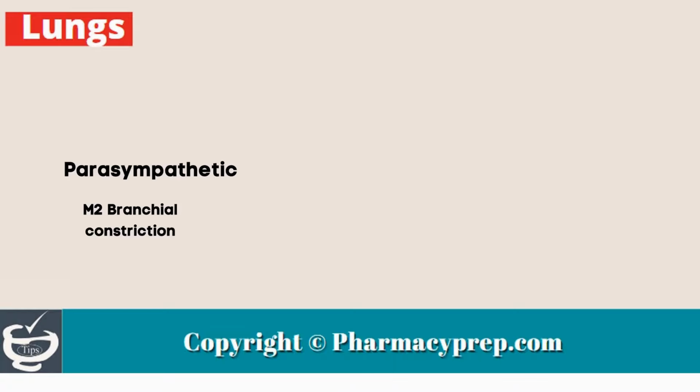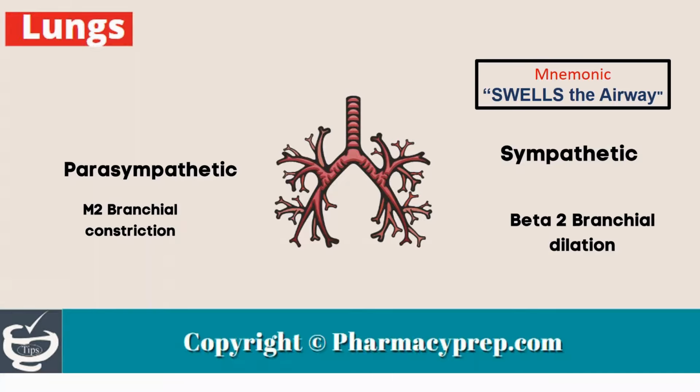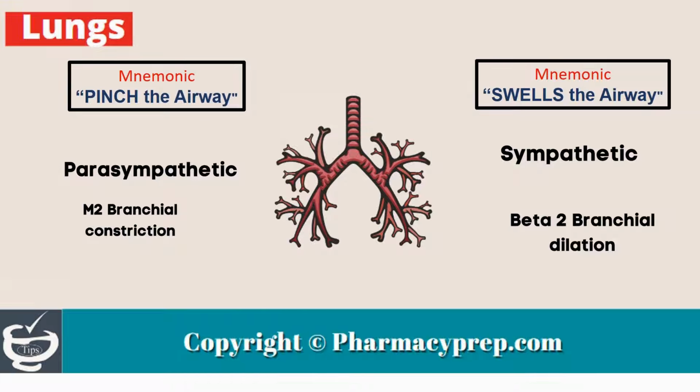Next organs are lungs. The effect of parasympathetic in the lungs is bronchial constriction, whereas sympathetic is bronchial dilation. So the mnemonic is sympathetic S swells the airways. Sympathetic swells the airway, whereas parasympathetic P for pinch the airways, constricts the bronchial airways.